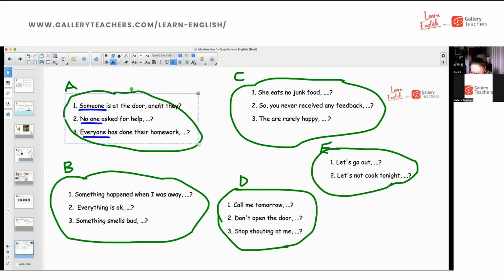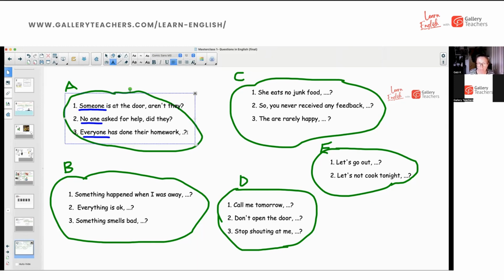Okay. How about the second one? No one asked for help. Anybody? Very good. Freshta is saying, did you? But it's did. Oh, Maria is saying didn't. But then we have no one, which is already negative. So no one asked for help, did they?